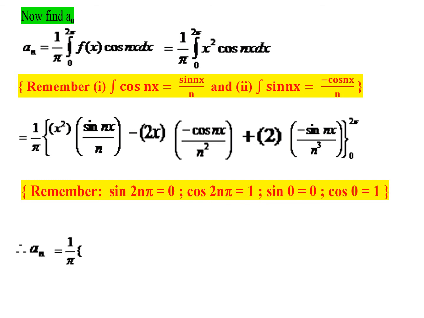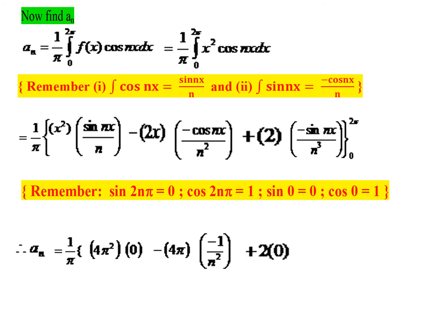So therefore an will be 1 by pi. Okay, upper limit. In the place of x, when I substitute 2 pi, what do I get? 4 pi square into 0. Why 0? Because in the place of x, when we substitute, sine 2n pi is going to be 0. Minus 4 pi. That is, in the place of x, when I substitute 2 pi, I get 4 pi into minus 1 by n squared. Because when we substitute x as 2 pi, we get cos 2n pi, which is going to be 1. Plus 2 into 0, because sine 2n pi is going to be 0. So this is the upper limit.